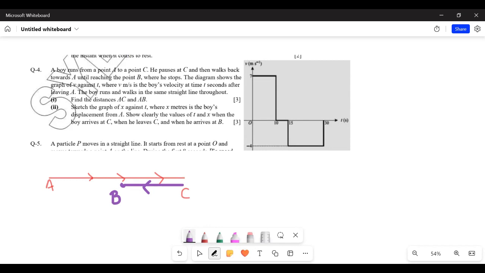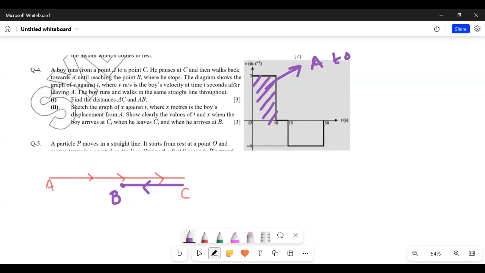Okay. It says that the diagram shows the graph of velocity against time, where V is the boy's velocity at time t seconds after leaving A. The boy runs and walks in the same line throughout. Find the distance AC. So this shows the movement from A to C, because it says a boy runs from point A to the point C. He pauses at C, so this is that pause. So that purple shaded area is the distance from A to C.